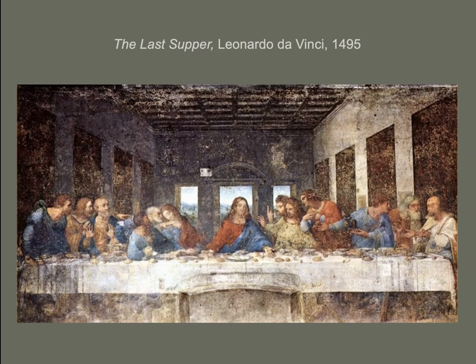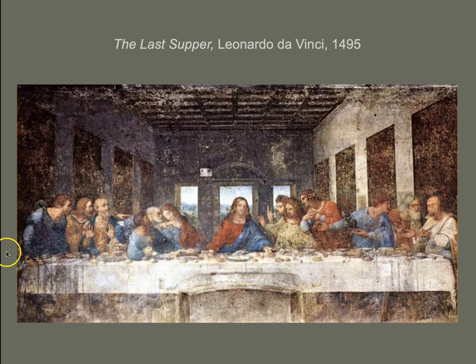You can see that the apostles are clustered in groups of 3, and you can see that some of them are in implied triangles as well. And they're all trying to figure out who is going to betray Christ. He just told them that one of them is going to betray him. But Christ is kind of separate and very calm in this moment of upheaval.